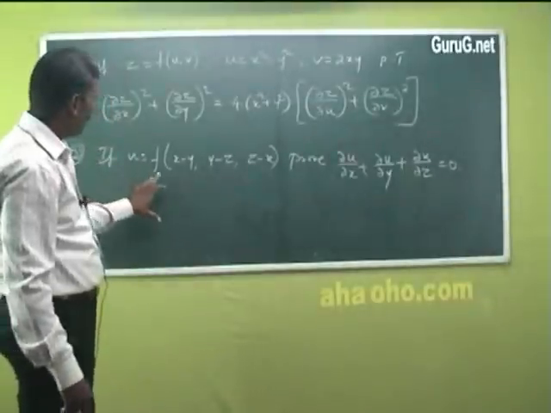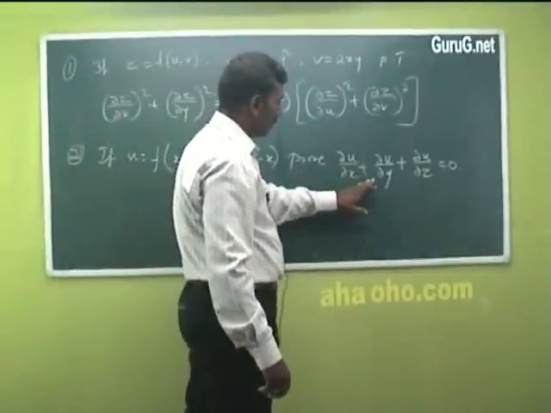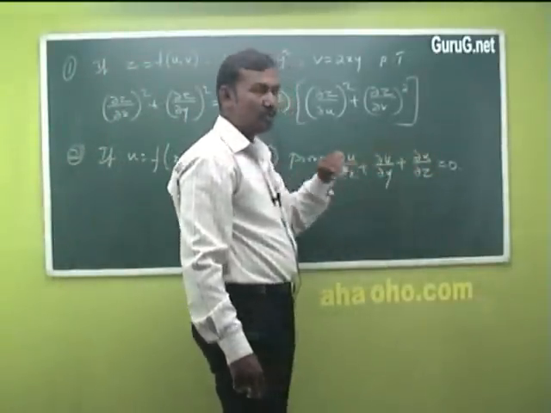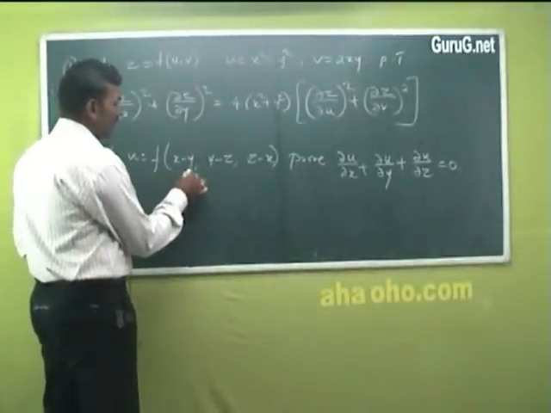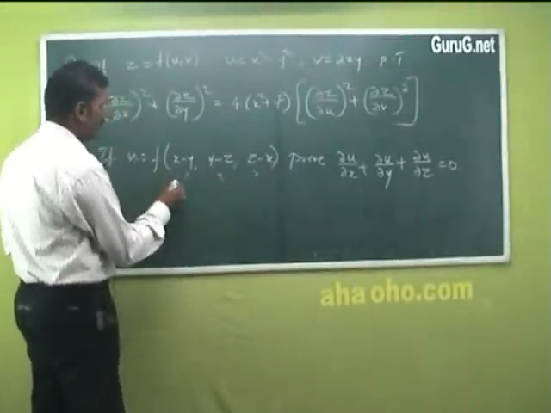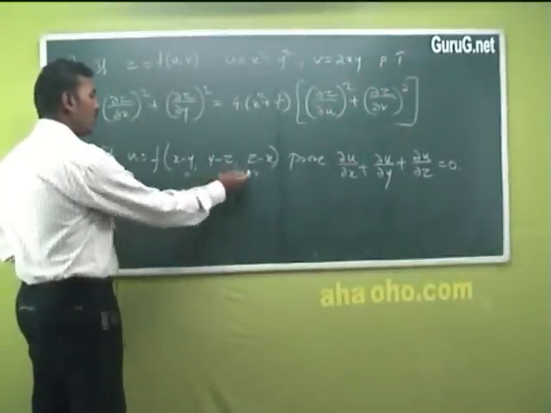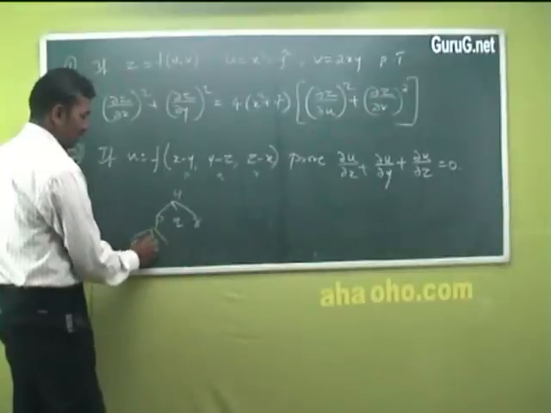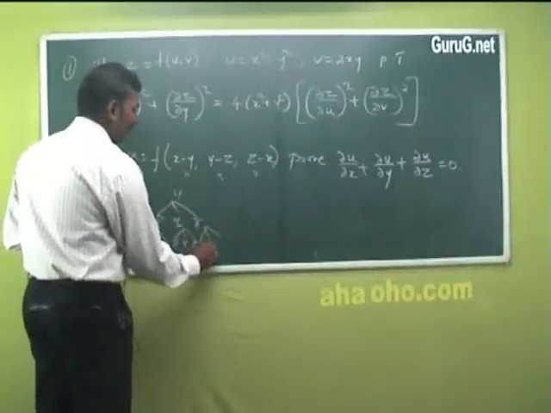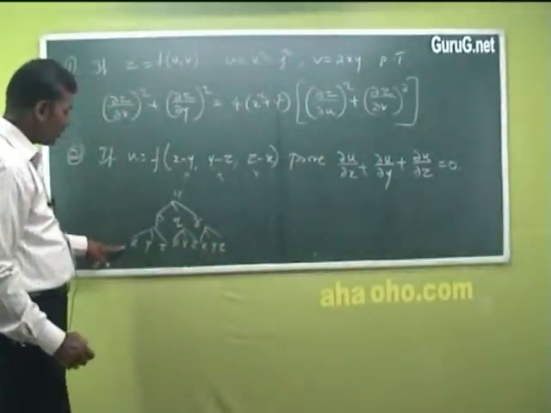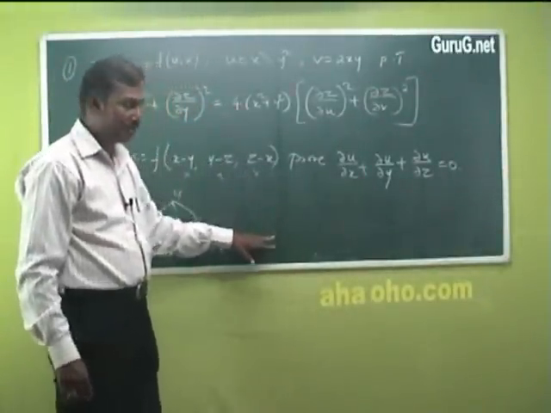Next problem, if u equal to f of x minus y, y minus z, z minus x, then you prove this result, dou u by dou x plus dou u by dou y plus dou u by dou z equal to 0. So in this problem I can give some hints. So here u is a function, I will take it as p, q and r. So u is a function of p, q, r. Then this p, q, r are functions of x, y, z. So each p, q, r is a function of x, y, z. So now you find out the dou u by dou x, then dou u by dou y and then dou u by dou z. And add the three results, you may get this result.